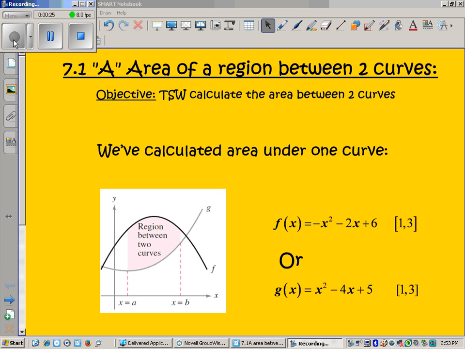Or if I gave you g of x and asked you to find me the area underneath g of x, you could do that for me, right? Integrate it and then plug in your values. But what if I asked you to find me the area in between f and g? Well, could I figure out what the area of f was, figure out what my area of g is, and then just subtract the two numbers? And that would give me just my area in between my two curves, right?